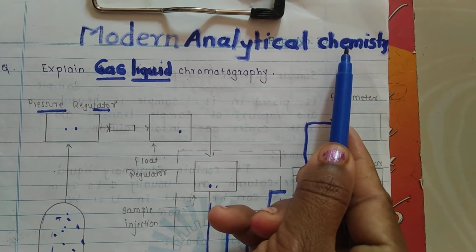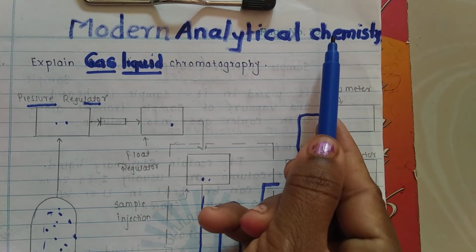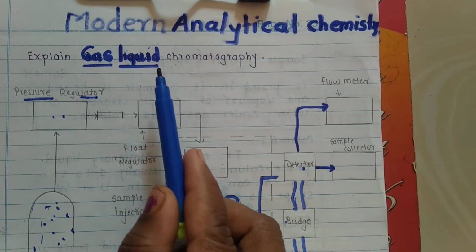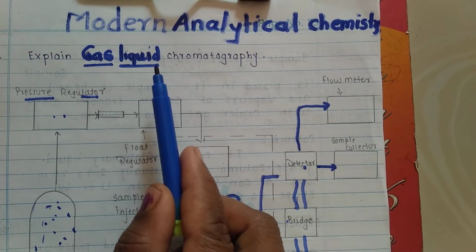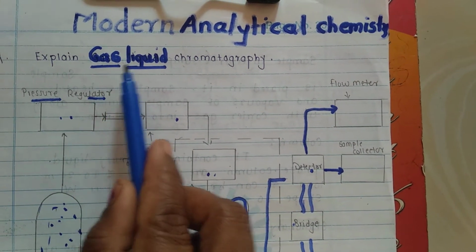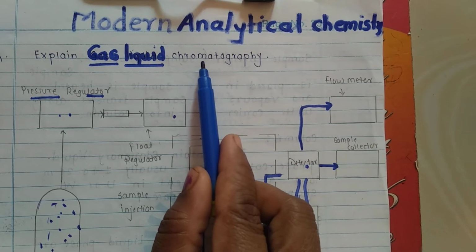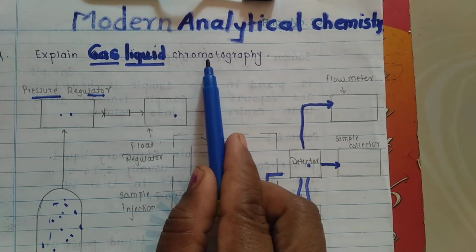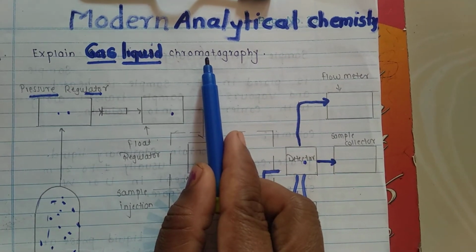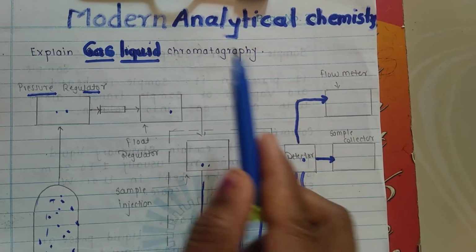Today we are going to discuss the topic modern analytical chemistry. In the previous video we discussed how to determine the normality, molarity, mole fraction and molality of any chemical compound. In this lecture we are going to discuss chromatography. What is meant by chromatography? Chromatography means to identify the compound by using different colors.